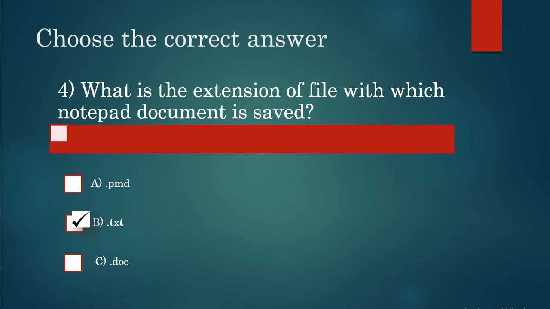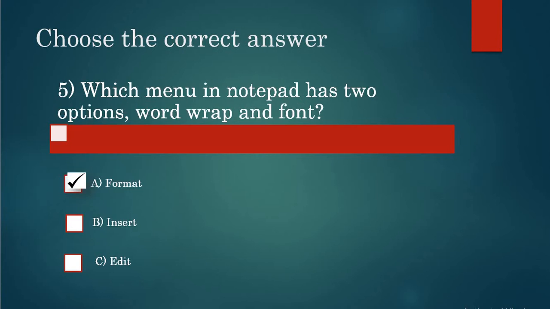What is the extension of the file in which a Notepad document is saved? Then .txt. .txt is the Notepad extension. Whenever we are saving our file, it has the .txt extension of Notepad only, not any other application, just for Notepad. Now see the next question.